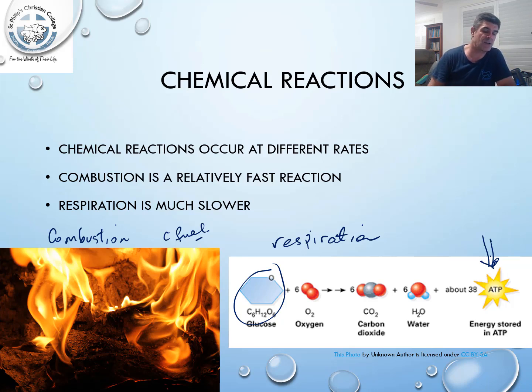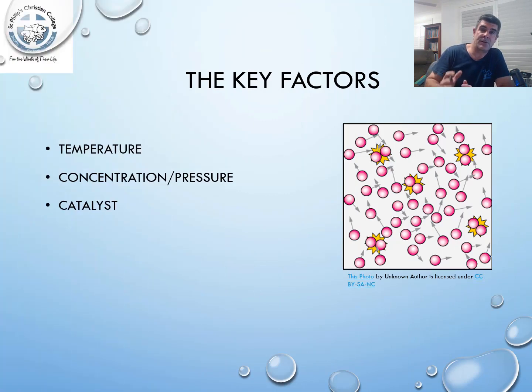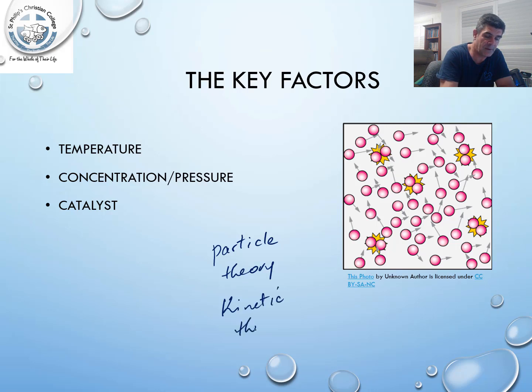So why do these reactions occur at different rates? Well, there are a couple of factors that affect reaction rates, and we need to have a quick look at those now. There are three key factors that we want to look at. As we talked about in a previous video, we need to use the particle theory, that all matter is made up of particles. We need to use kinetic theory, that above absolute zero all particles are in motion, and we also need to use collision theory.